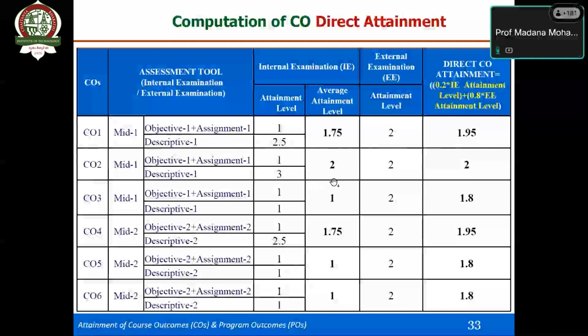Similarly for CO2, CO3, CO4, like that, you can calculate the direct CO attainment. These are all direct CO attainment values. So after the direct CO attainment value, what do we have to do? We have to calculate the indirect attainment. The indirect attainment formula we have also seen. Let us calculate the indirect attainment, then go for the overall attainment of that particular course.